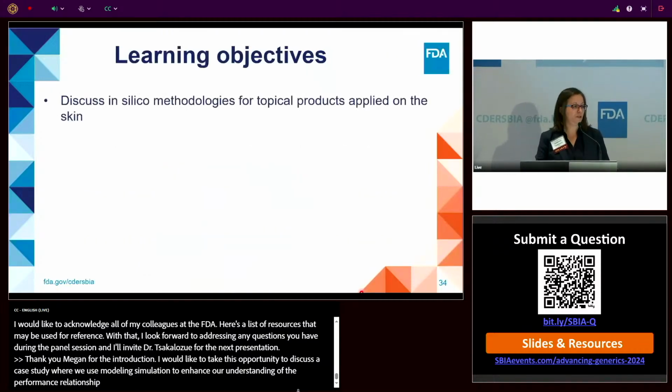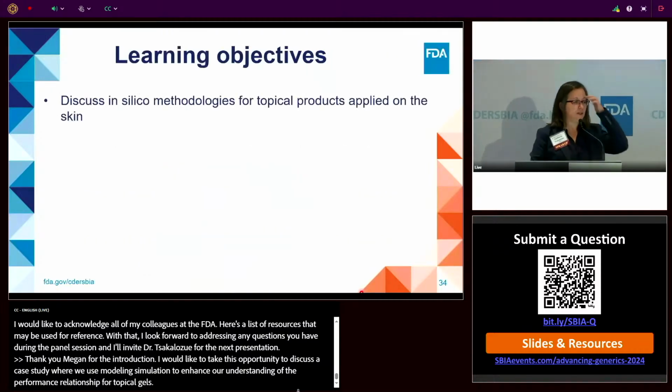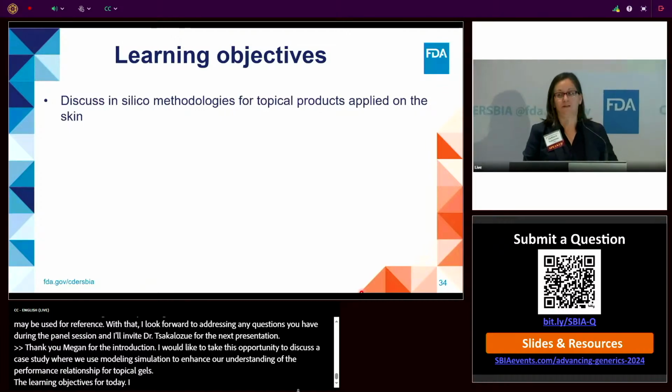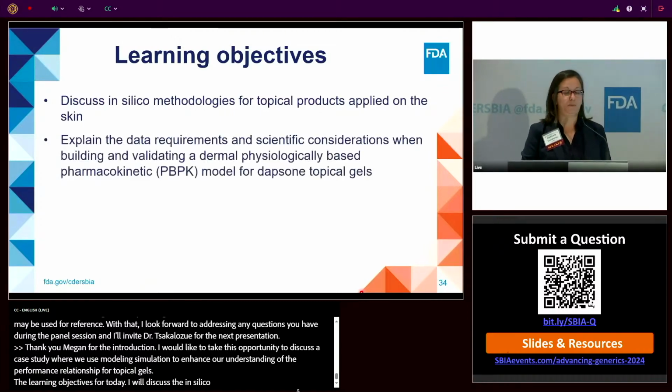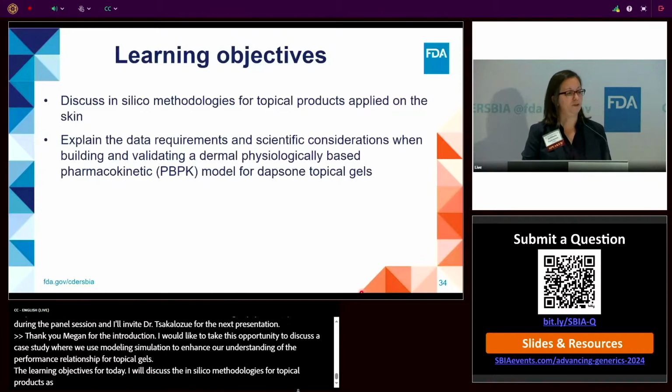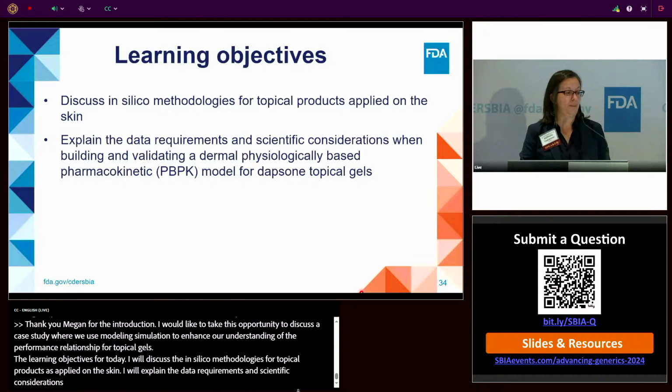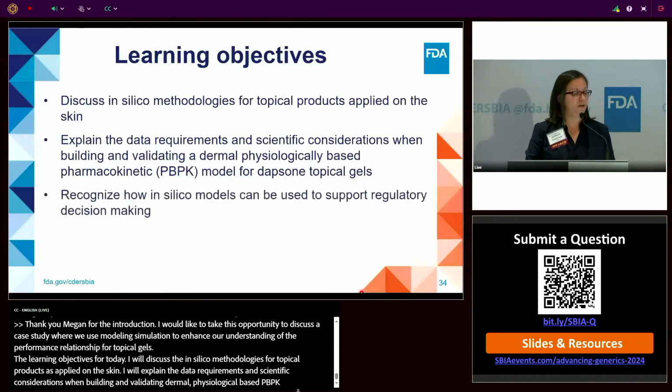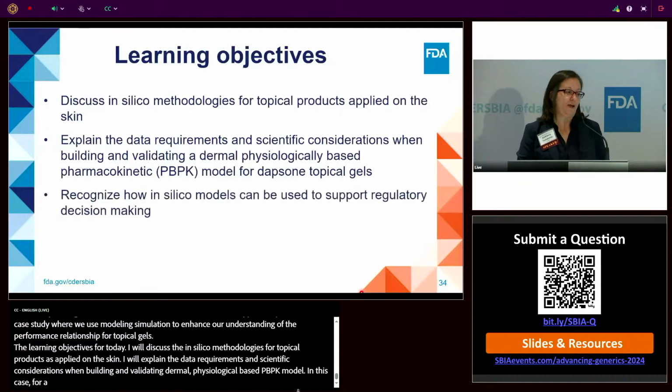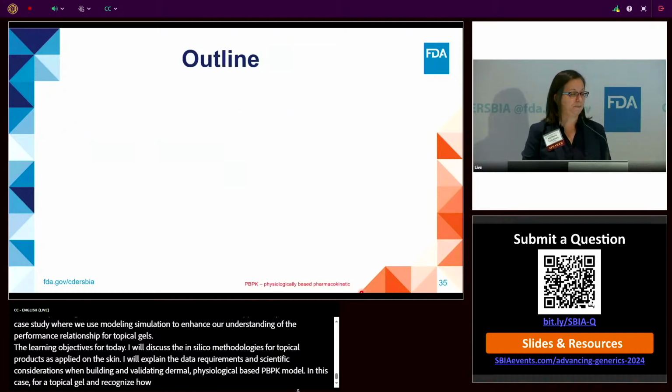The learning objectives for today: I will discuss in silico methodologies for topical products that are applied on the skin. I will explain the data requirements and scientific considerations when building and validating dermal physiologically based pharmacokinetic, PBPK in short, models, in this case for Dapsone topical gels. And we will recognize how in silico models can be used to support regulatory decision making.